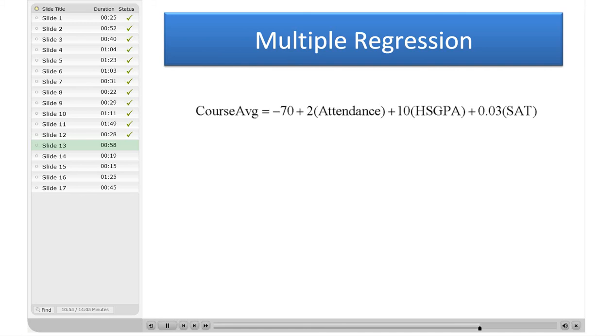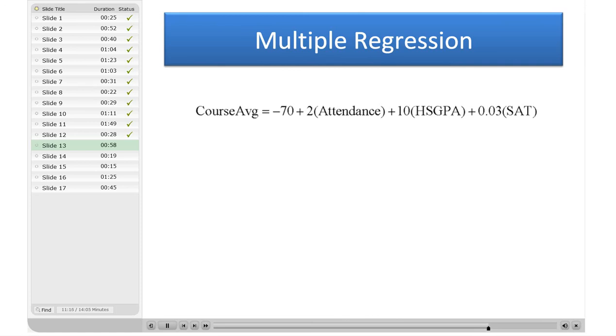I'll remind you that the terminology that's commonly used in regression is to call the output variable the dependent variable and the input variables the independent variables. So in this case, our dependent variable would be course average and our independent variables would be attendance, high school GPA, and SAT score.